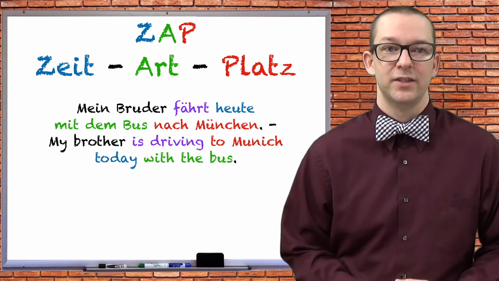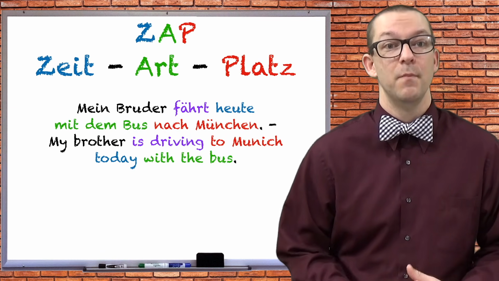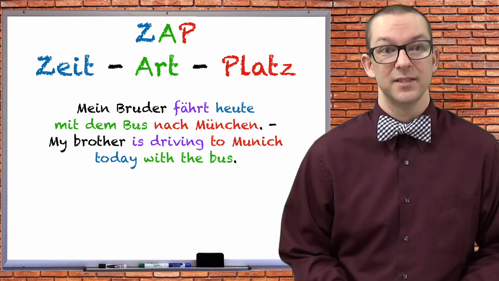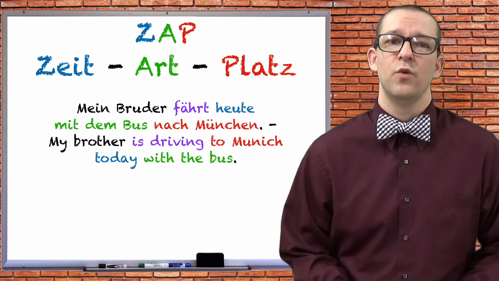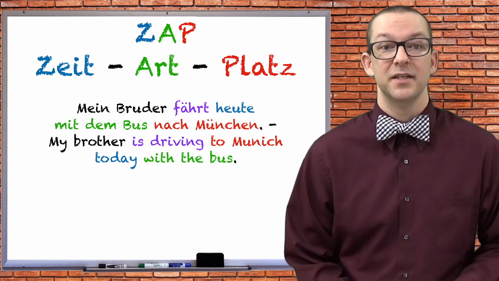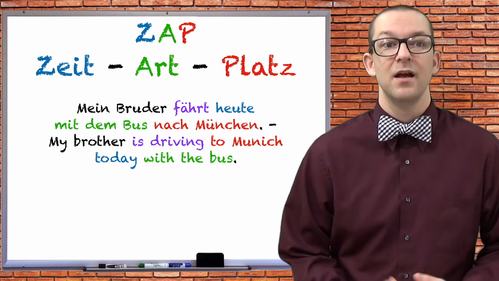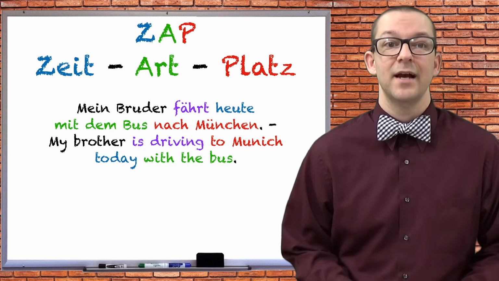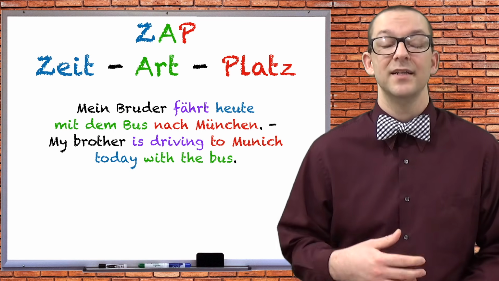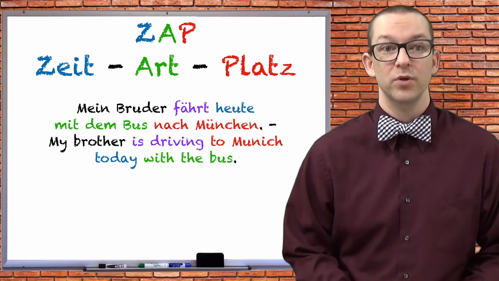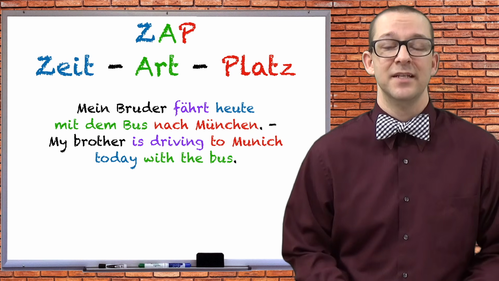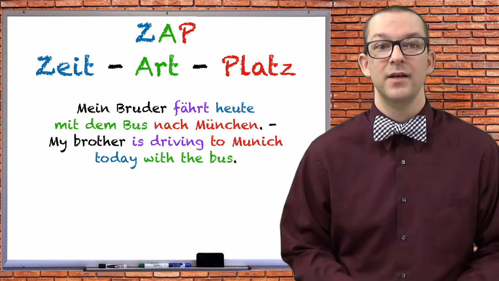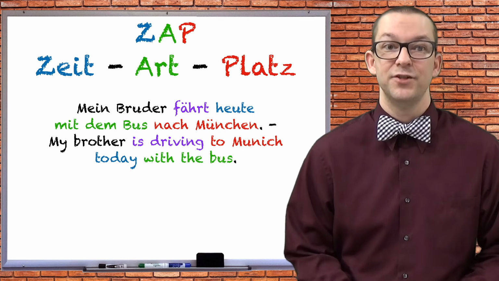Mein Bruder fährt heute mit dem Bus nach München. My brother is driving to Munich today with the bus. My brother is the one driving, which makes him the subject of the sentence, and is first. The verb fährt is in second position. Heute counts as the time in this sentence and is directly after the verb. Mit dem Bus is the manner as it indicates the means of transportation. The last thing in the sentence is nach München, which indicates the place or destination.